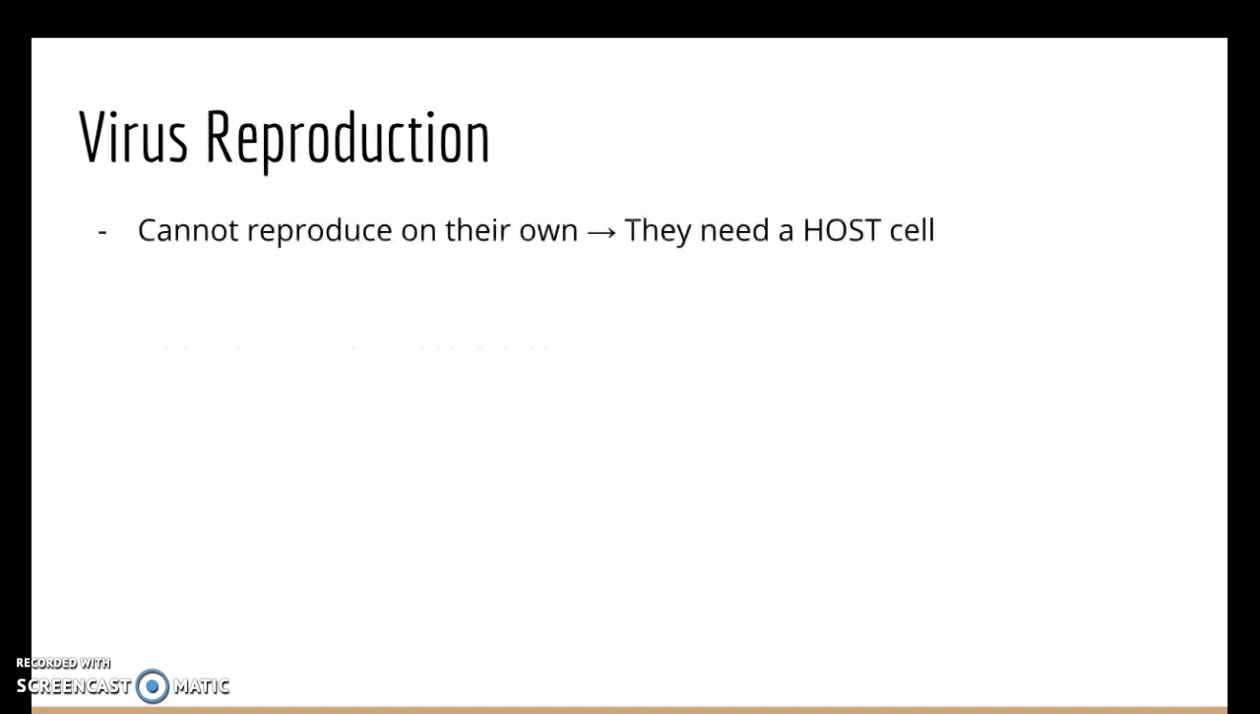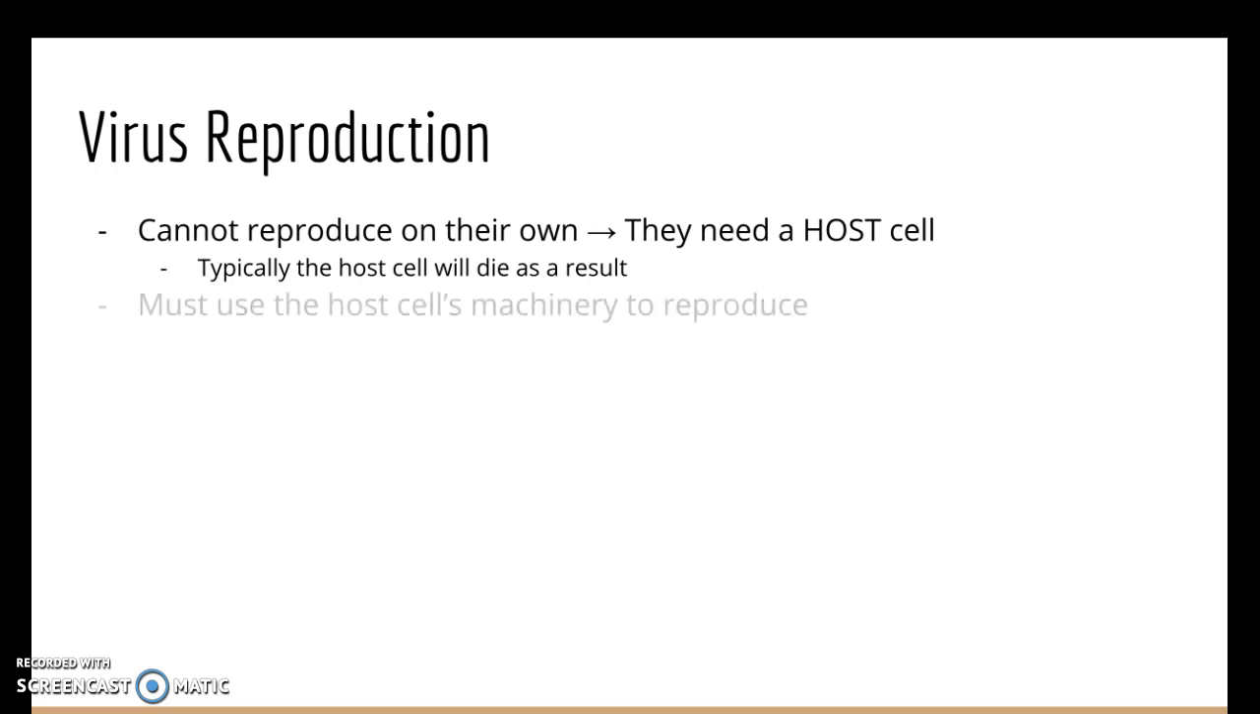So let's talk about how a virus will reproduce. It cannot reproduce on its own. They need a host cell. A host cell is some sort of cell within another organism that the virus uses as its house to hang out in so it can reproduce. Typically the host cell will die as a result. So when a virus reproduces, the cell in which it was being hosted will eventually die.